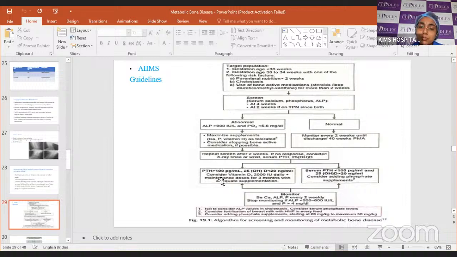If parathyroid hormone is more than 100 picograms and 25 hydroxyvitamin D3 is low, we will consider adding vitamin D3 2000 international units daily plus the maintenance dose of 400 for 3 months with adequate supplementation of calcium and phosphorus. If the serum PTH is low and 25 hydroxyvitamin D3 is normal, we consider adding phosphate supplementation, and will monitor with calcium, phosphorus, and ALP every 2 weeks, and we stop monitoring once ALP is less than 500 to 600 and phosphate is more than 4.